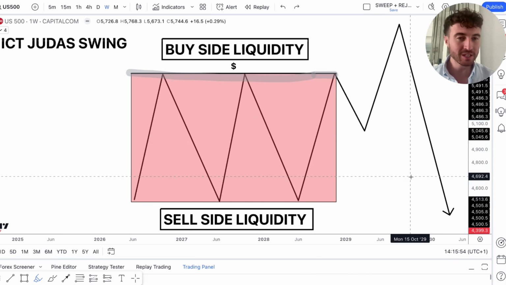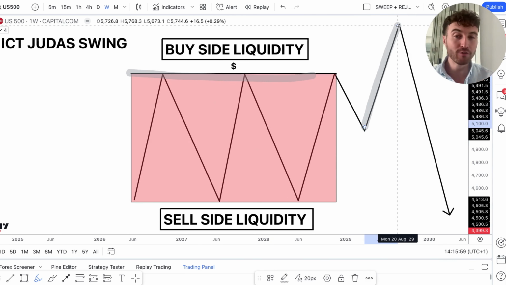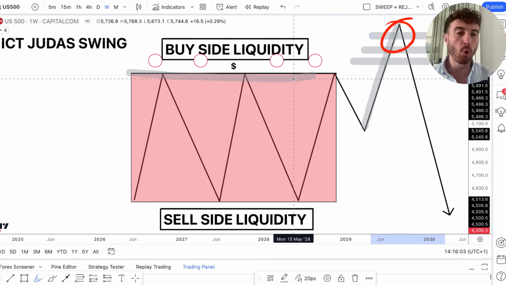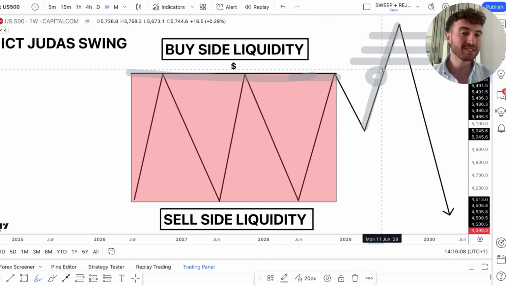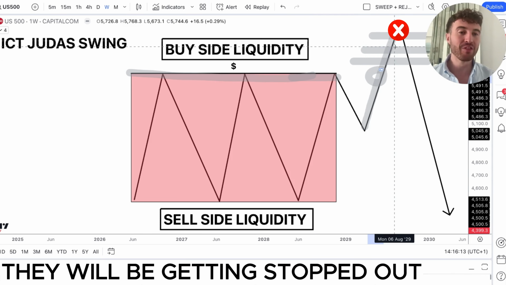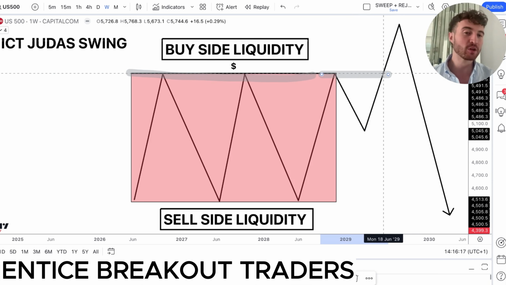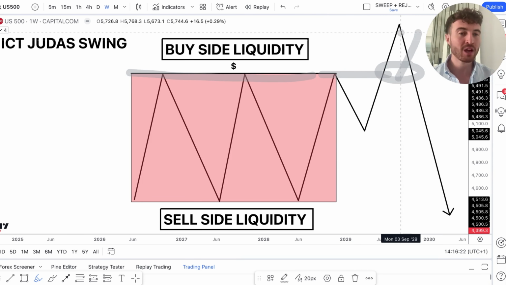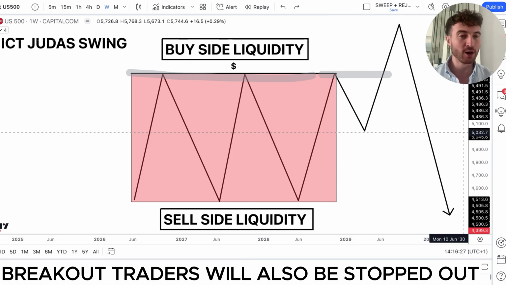And what you find happens is price then just manipulates through, injecting above all of this buy side liquidity right here, manipulating all of these stop losses. Anybody that went to go short right here, their stop loss is going to be above, they're going to be getting stopped out, and then this is also going to entice breakout traders thinking this is a breakout right here, and they're going to look at going long in the market with a stop loss below the swing right there. So they're also going to be stopped out along.